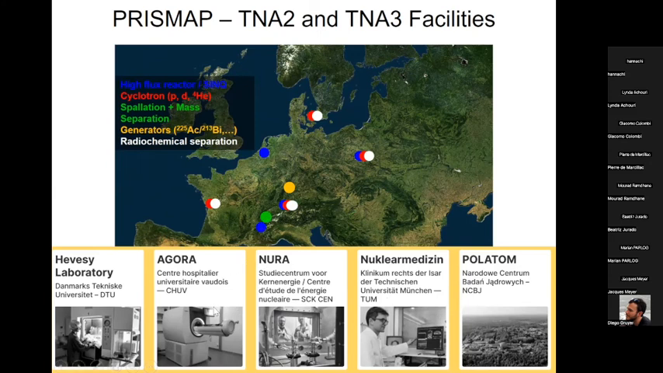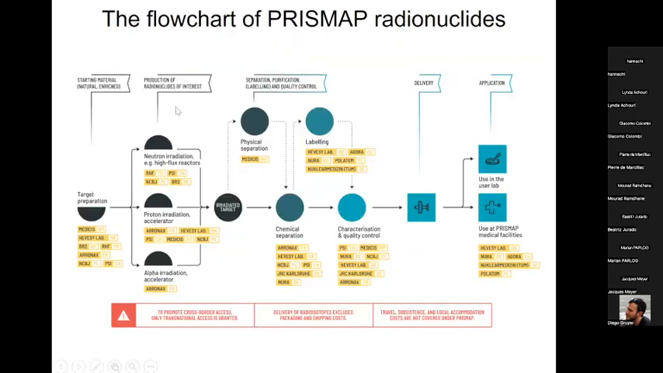You go just to Lausanne, which has a medical facility, or if you produce it in Denmark, you just go across the street to use it, or you do this in Belgium, or you get them in Polatom. So we have shown trying to make it very close so that we minimize decay losses of short-lived isotopes. And so that is the process how the users, which are here at the very end, are being served.